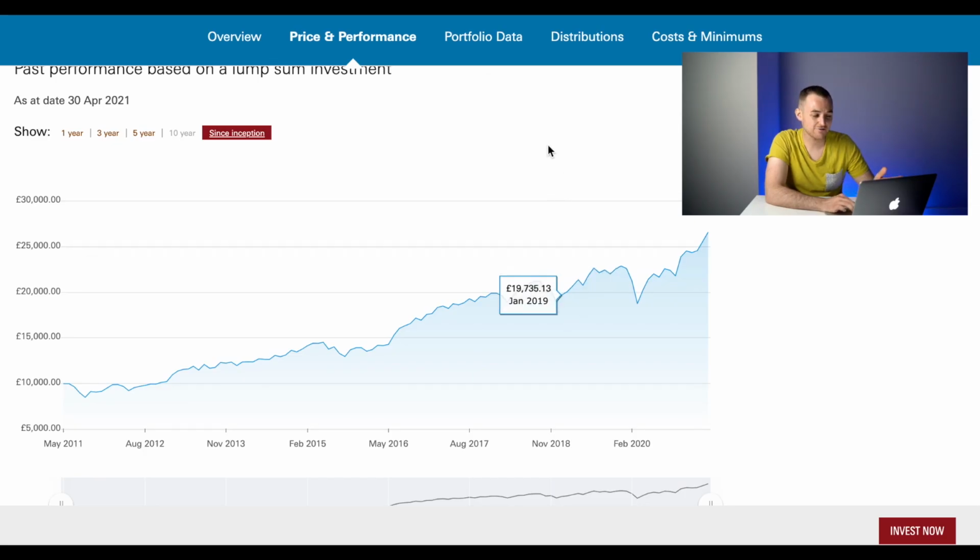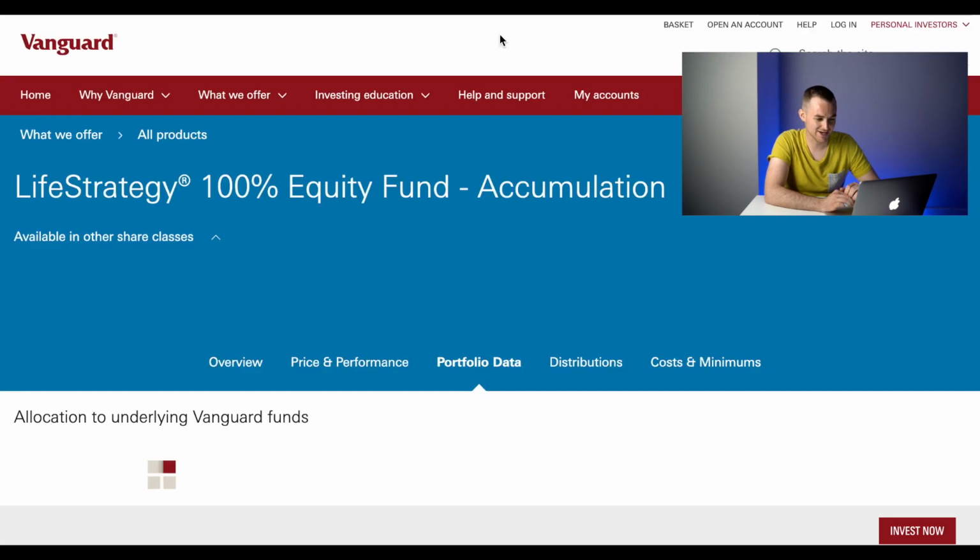So next up, we're going to head over to the next tab, which is portfolio data. Now, this is where the LifeStrategy funds are slightly different to other index funds you may have heard of.